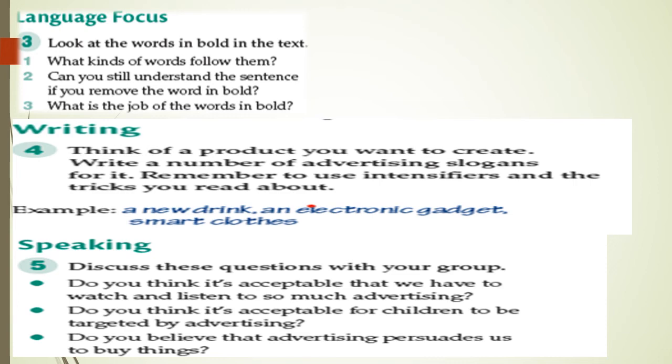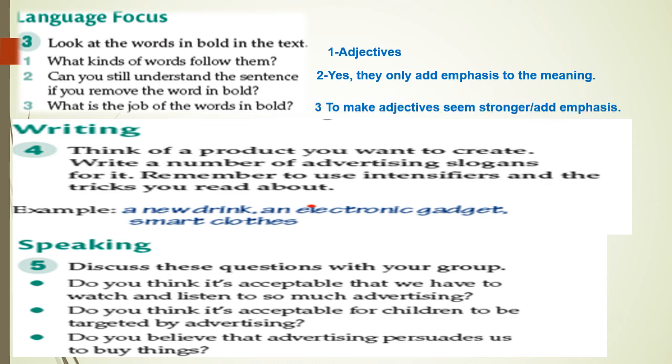So these words in bold are followed by what? What kind of words follow them? Yes, they are adjectives. Yes, exactly. Can you still understand the sentence? Yes, we can. They only add emphasis to the meaning, make the meaning stronger. Okay, what is the job of the words in bold? To make adjectives seem stronger, add emphasis.